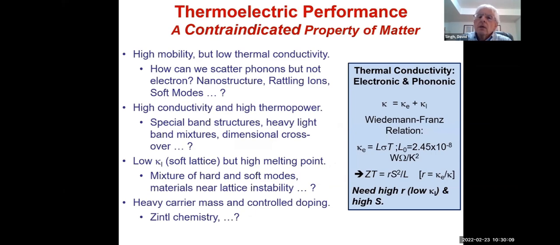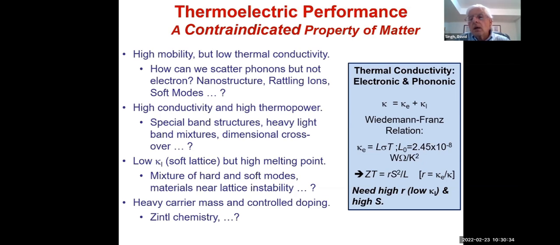Why is that? Well, several things have been discussed. The first thing that's been very much discussed is you want high conductivity and low thermal conductivity. So you want scattering of phonons to get low thermal conductivity, but high mobility, meaning little scattering of electrons. And there's lots of discussion around that. It's not the main subject of this talk.